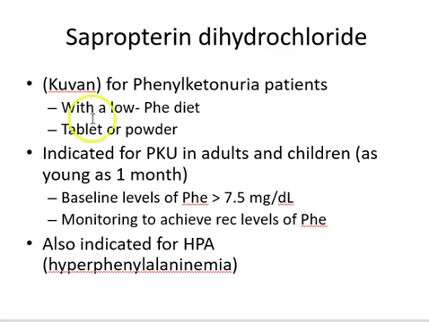It's a tablet or powder. Powder is good, obviously, for young children. And this drug is indicated for adults and children as young as 1 month. So what you do is you look at baseline levels of phenylalanine, and 7.5 milligrams per deciliter is kind of the cutoff. And then, of course, from that point on, we start monitoring these phenylalanine levels to see how successful the dose that we're administering actually is. And it's also indicated for this other condition called HPA, which is hyperphenylalaninemia, which is similar but not the same as PKU.